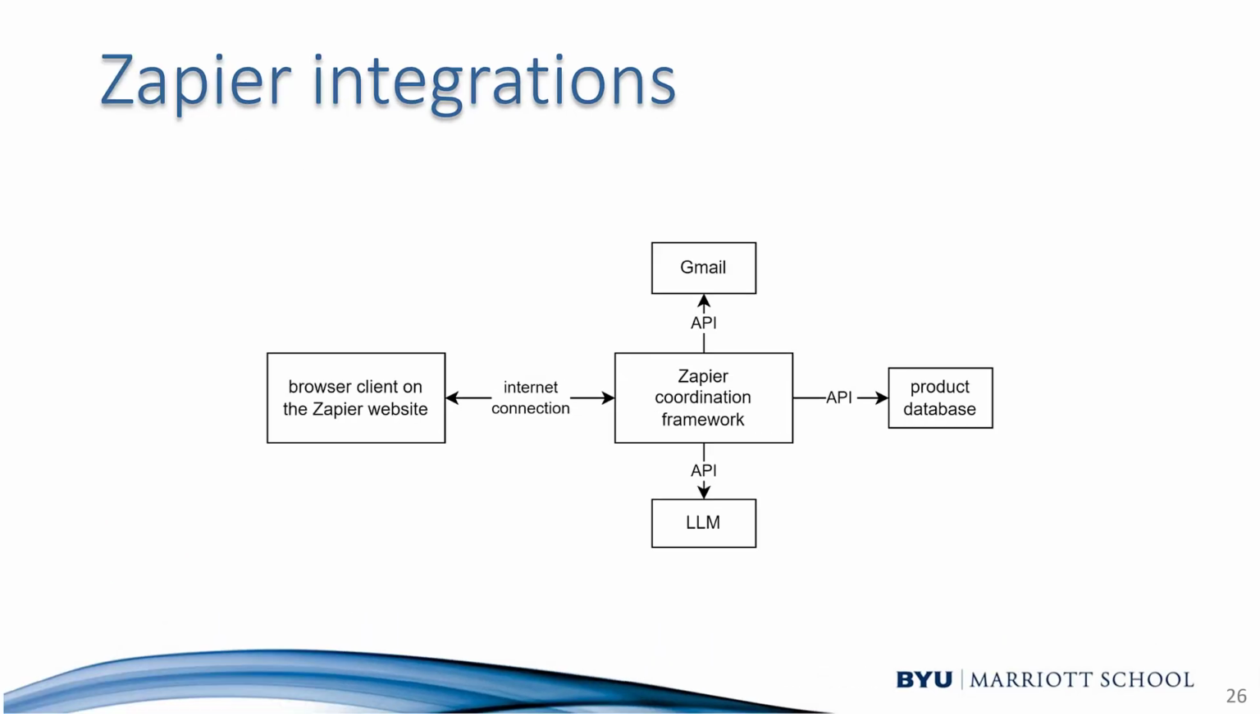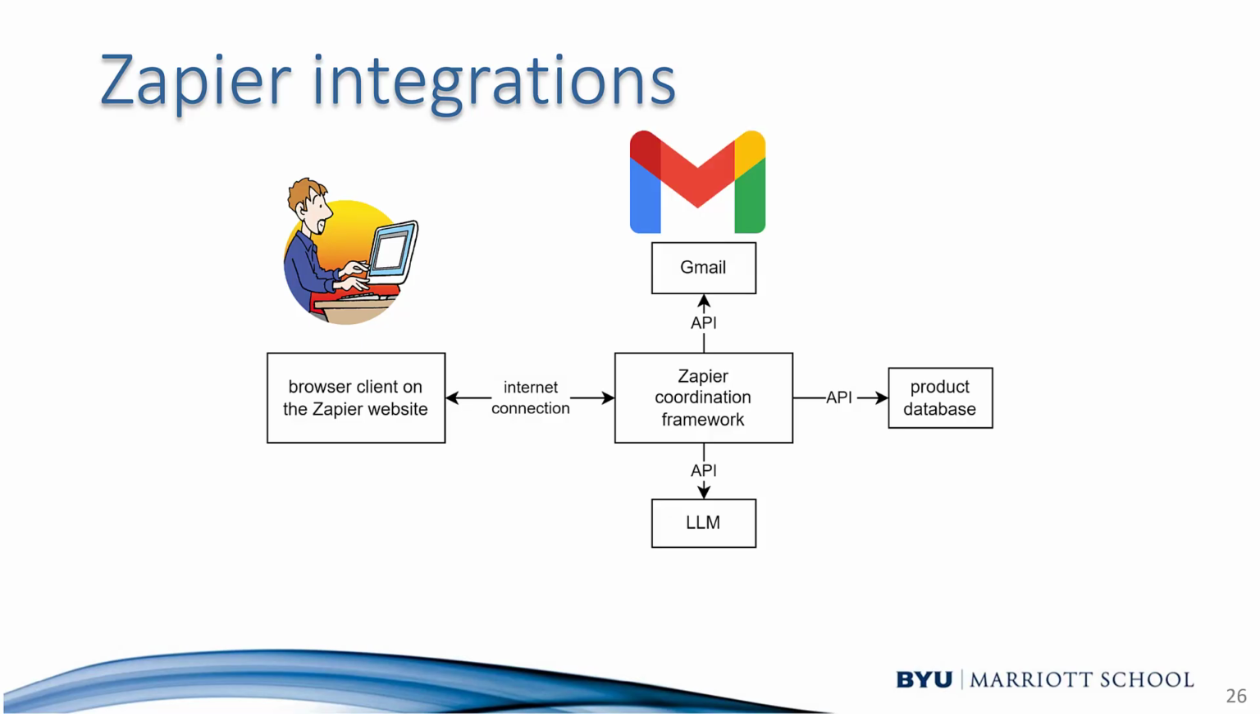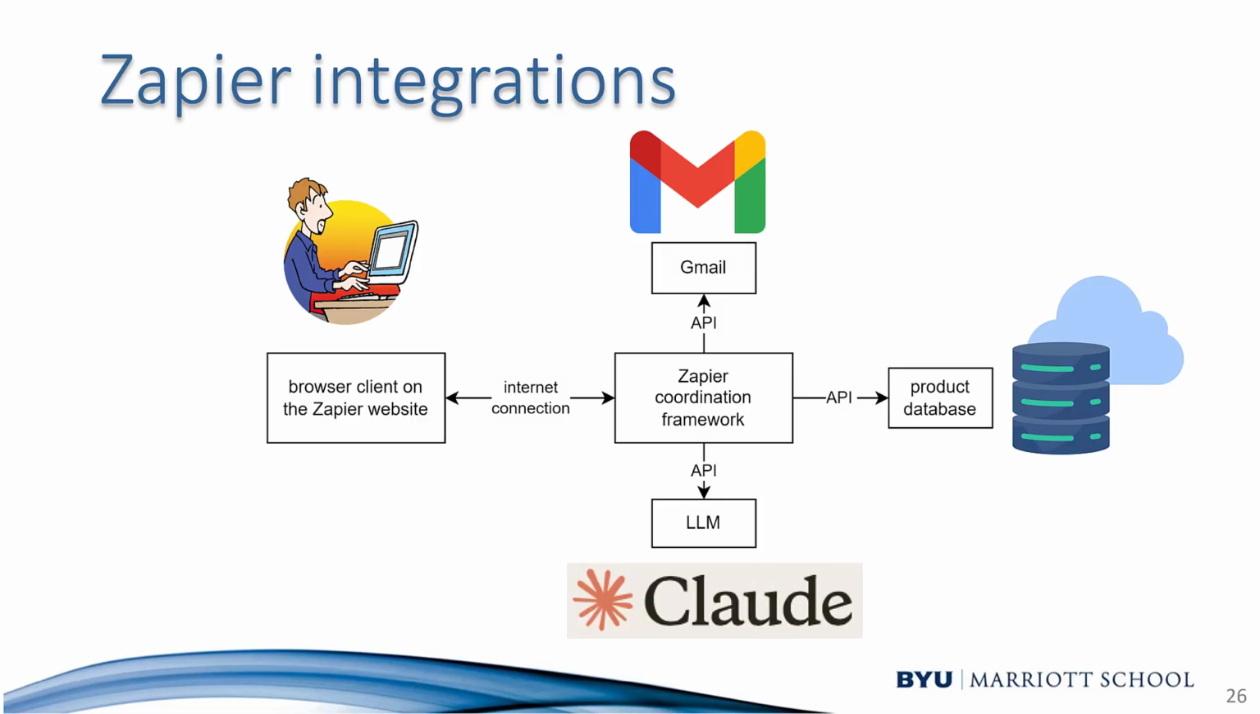Zapier, I talked about this in class. You have Zapier, the browser goes to the Zapier website, and what's really great about it is it'll connect to things like Gmail, it'll connect to different databases, it'll connect to different large language models, and so it's really great for connecting things.